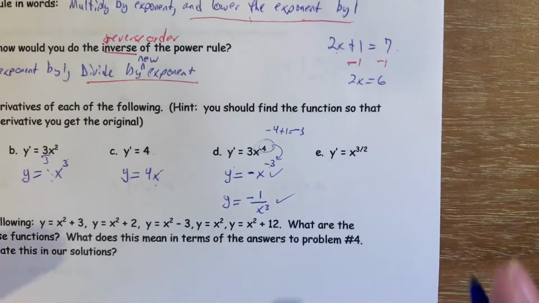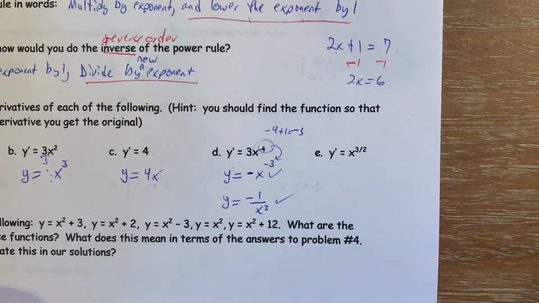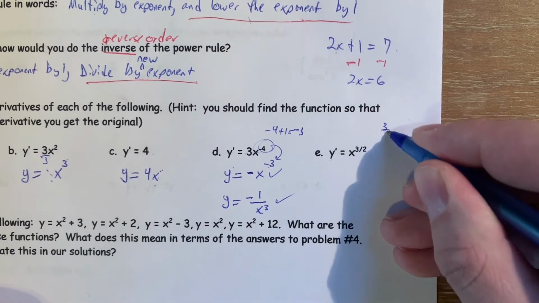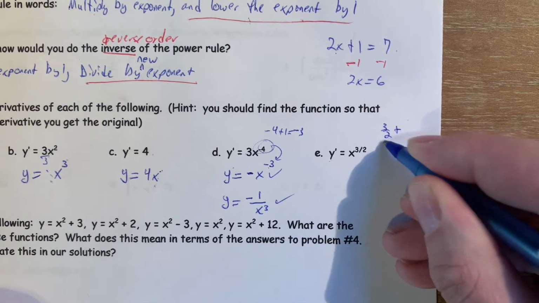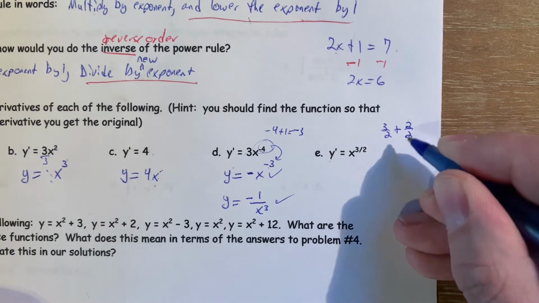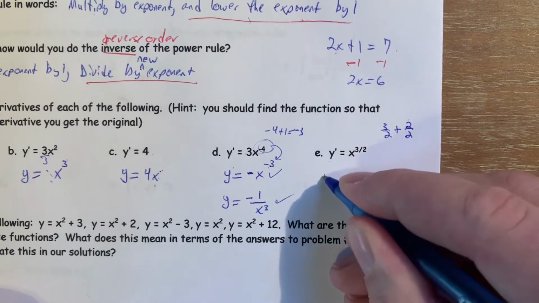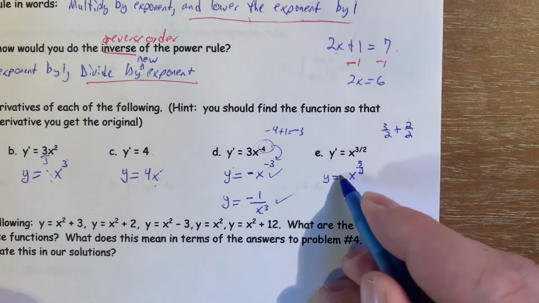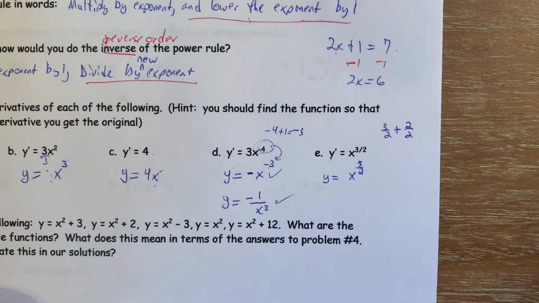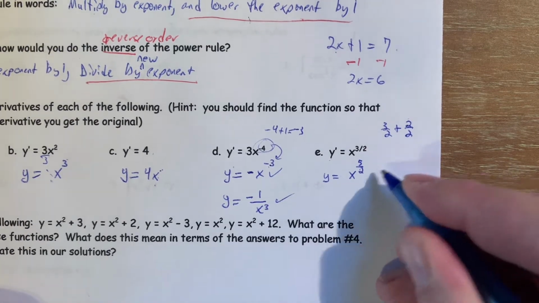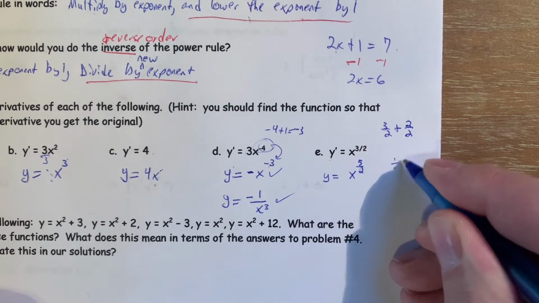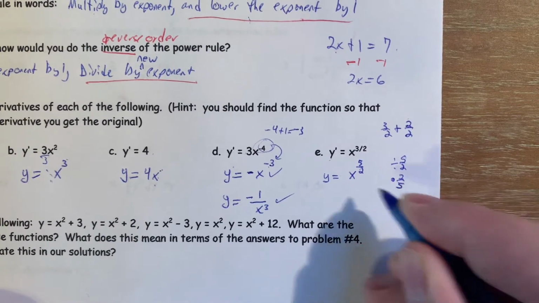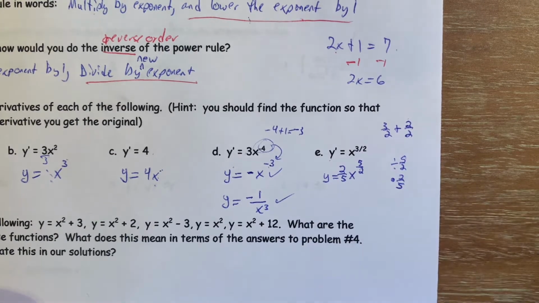Okay, last one. This one's a little trickier. Y prime equals x to the 3/2 power. Well, we need to raise the power by 1, so 3/2 plus, how do we write 1 in halves? Well, 1 in halves is 2/2, that's 1. And so this will be x, so y equals x to the 5/2 power. And we need to divide by the power. So this is going to be dividing by 5/2. Dividing by 5/2 is the same as multiplying by the reciprocal. So dividing by a fraction is multiplying by the reciprocal of that fraction, so 2/5.